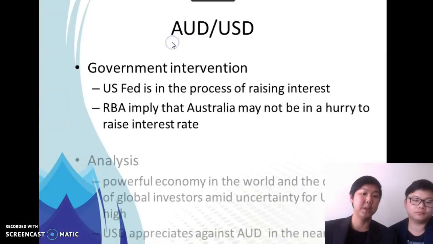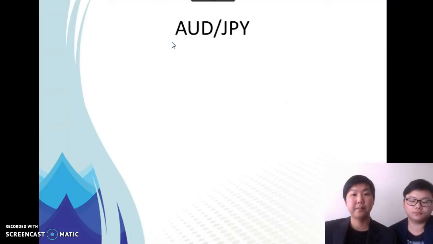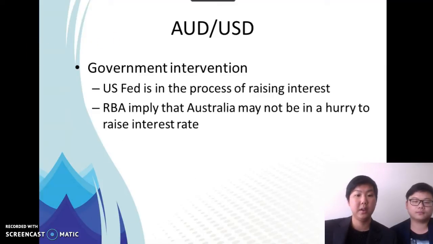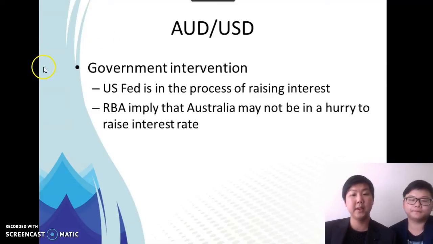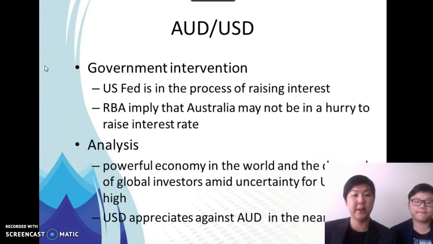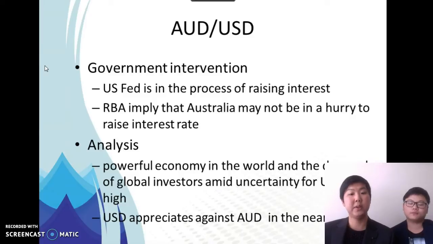And finally, government intervention. The US fund is in the process of raising interest rates, so that the impact of USD is that it could appreciate against the Australian dollar because of the activities of RBA, implying that Australia may not be in a hurry to raise interest rate, especially when the unemployment rate in Australia is high and the global commodity market is still weak.